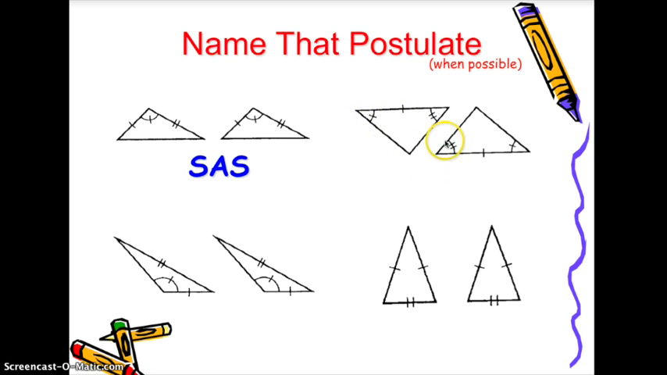And does that match on this one? I see an angle. Because I started on the one that had 2 marks up here, I'm going to start on the one that has 2 marks on this triangle. Angle, then a side, then another angle. So this is angle, side, angle.